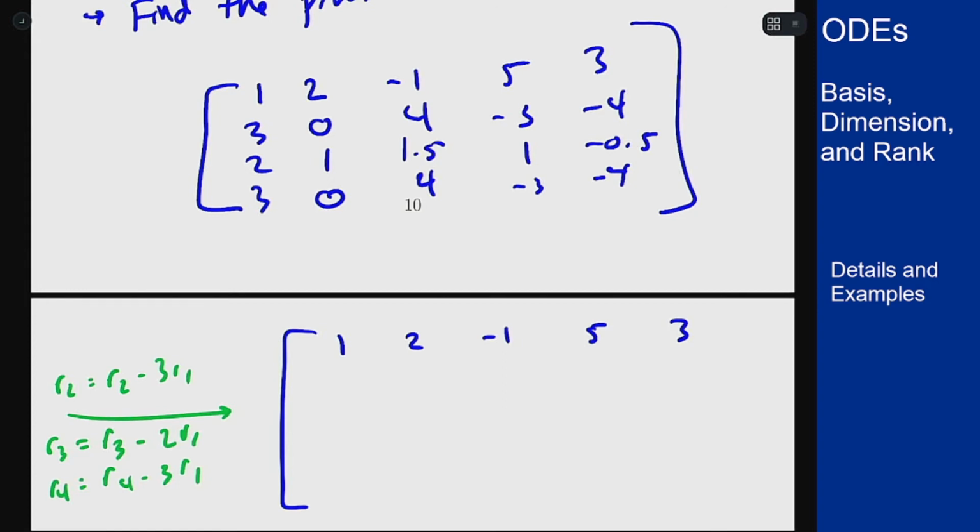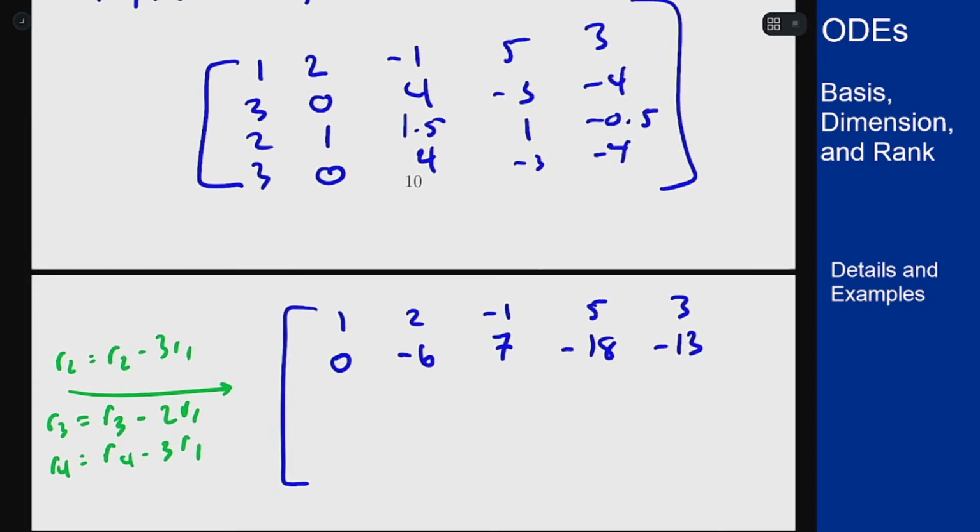The next row I get 3 minus 3 is 0. 0 minus 6 is negative 6. 4 plus 3 is 7. Negative 3 minus 15 is minus 18. And negative 4 minus 9 is minus 13. Next row. 2 minus 2 is 0. 1 minus 4 is minus 3. 1.5 plus 2 is 3.5. 1 minus 10 is negative 9. And negative 1/2 minus 6 is negative 6.5. We do the same for the bottom row.